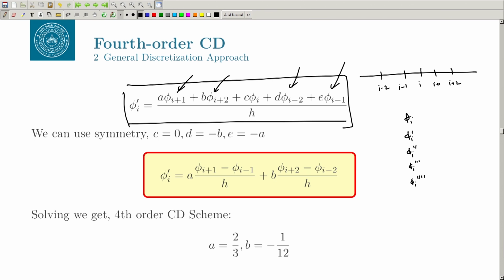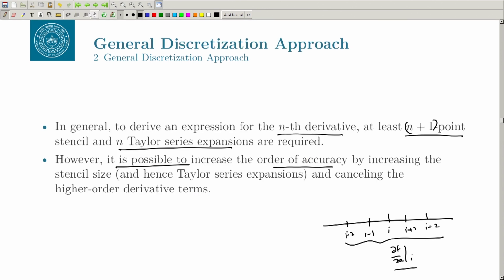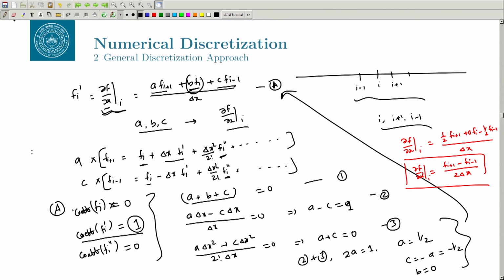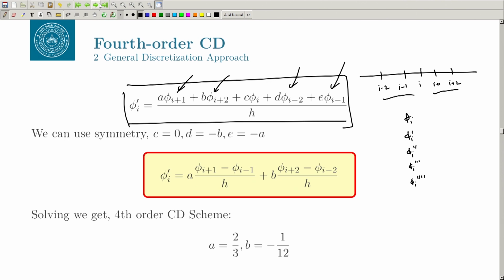A smarter way to solve that is to use the symmetry, if you have points on either side. In that case, for the first order derivative, like we have done for this case, if you recall, the phi i point goes to 0. So if you use that symmetry, c will become 0, a will become minus e, and b will become minus d.